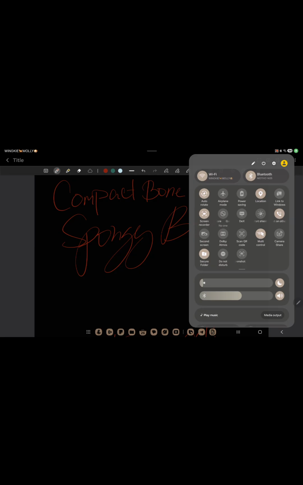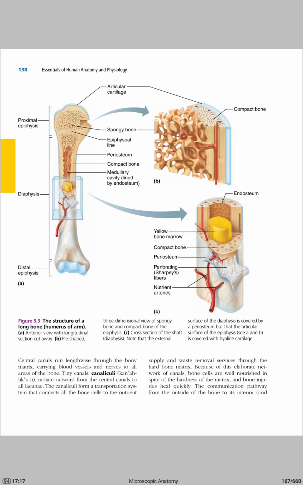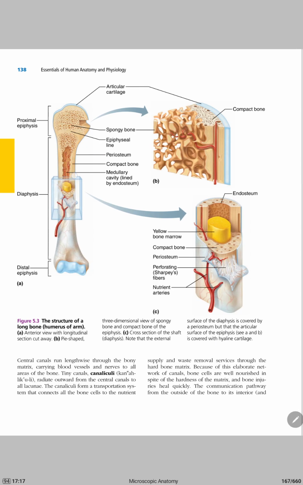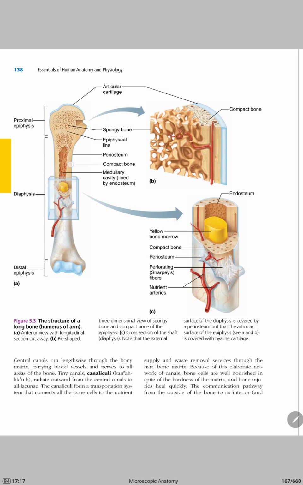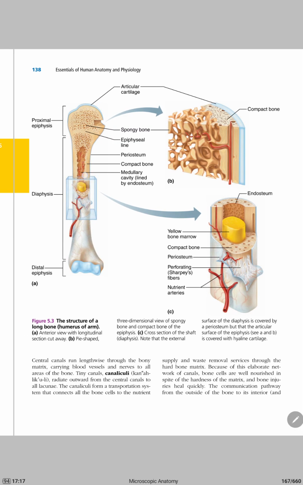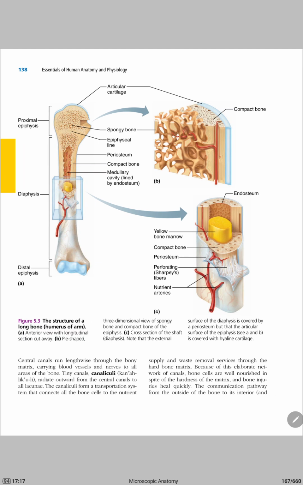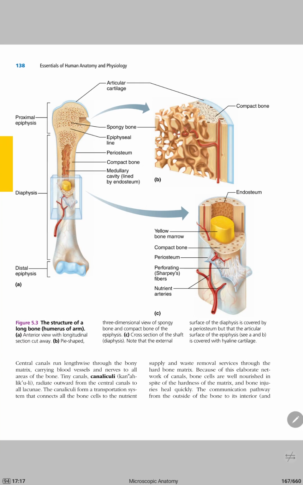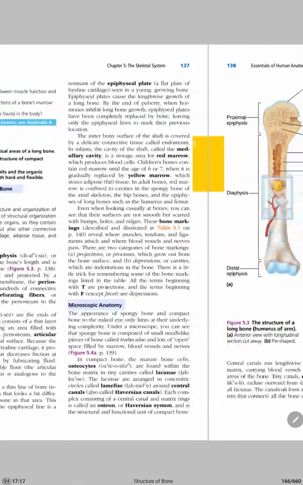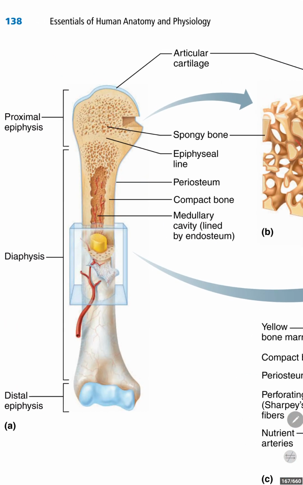Okay, wait. So this is compact bone, which is hard, with a smooth appearance, and very hard. Then this one is spongy bone. Wait a minute. Yeah, this is spongy bone, with a spiky appearance.